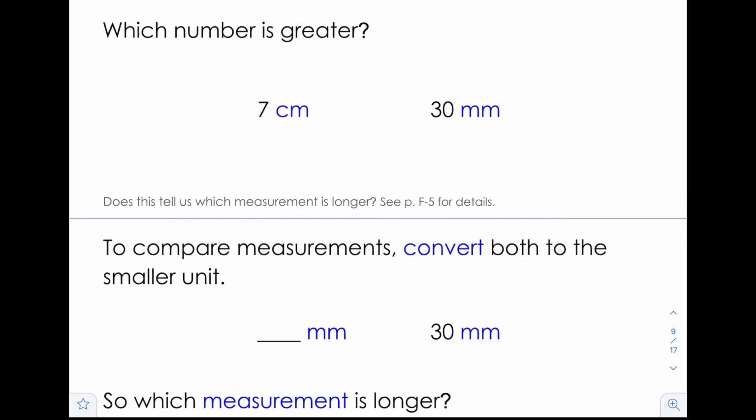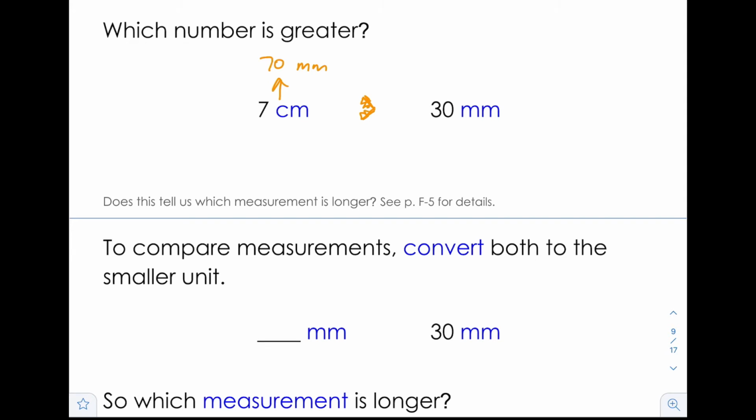So now for comparing two lengths, if one is in centimeters and the other one's in millimeters, we have to convert one. In my mind, it's always easier to convert the centimeters into millimeters. So if I were to convert this into millimeters, it would be 70 millimeters. And now it's easy to tell that 70 is greater than 30. So that is the symbol for greater than. Remember, the Pac-Man or the monster here is hungry and wants to eat the bigger number.